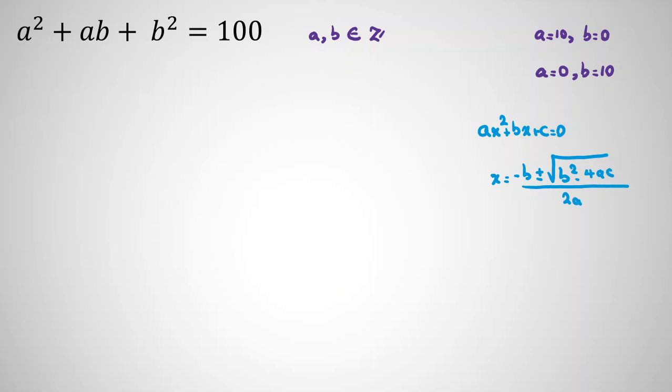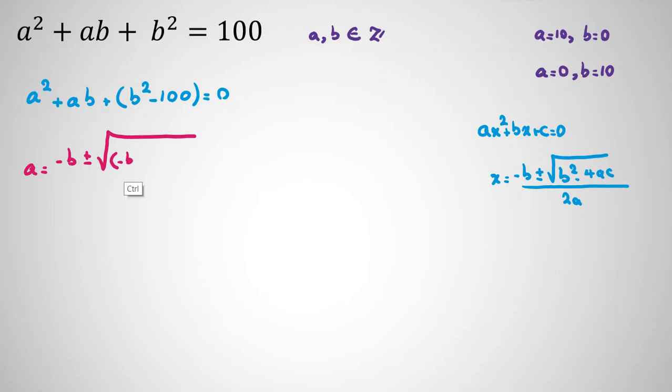If you apply it here, a squared plus ab plus b squared minus 100 equals 0. You can see this as a quadratic equation in terms of a. Now we want to find a. By the quadratic formula, a equals negative b plus or minus the square root of b squared minus 4 times a times c, which is b squared minus 100, all over 2a. We are working to see whether we have any other answer, and to prove the problem.